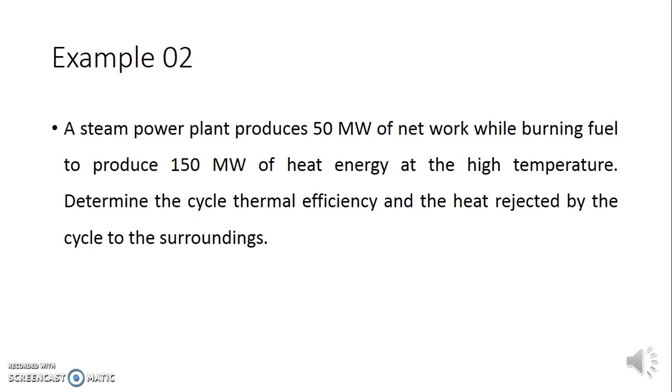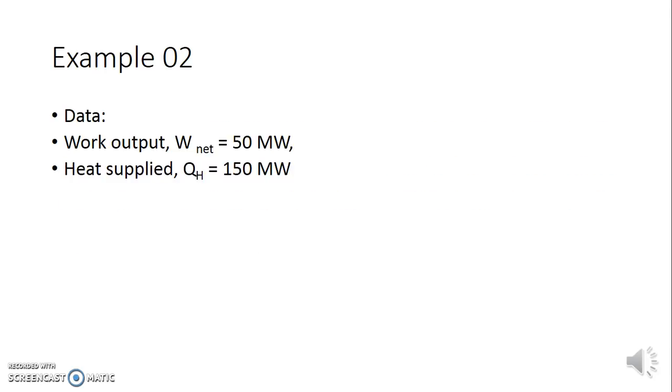Second example: a steam power plant produces 50 megawatt of net work while burning fuel to produce 150 megawatt of heat energy at a high temperature. Determine the cycle thermal efficiency and the heat rejected by the cycle to the surroundings. Given data is work output 50 megawatt, heat supplied 150 megawatt.